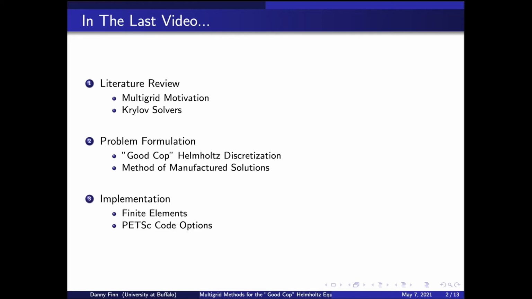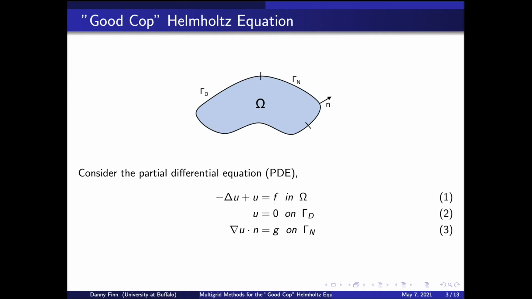And lastly, we talked a little bit about implementation. So we're going to be using finite elements for our discretization, and this code is all based on PETSc. So just to recap the Good Cop Helmholtz equation, the basic equation is negative second derivative of u plus u equals f. And f is some function of x and y, or whatever your variables are, x, y, and z, or just x. We determine f by plugging in our exact solution and solving for f. And then we have some boundary conditions applied to our equation.